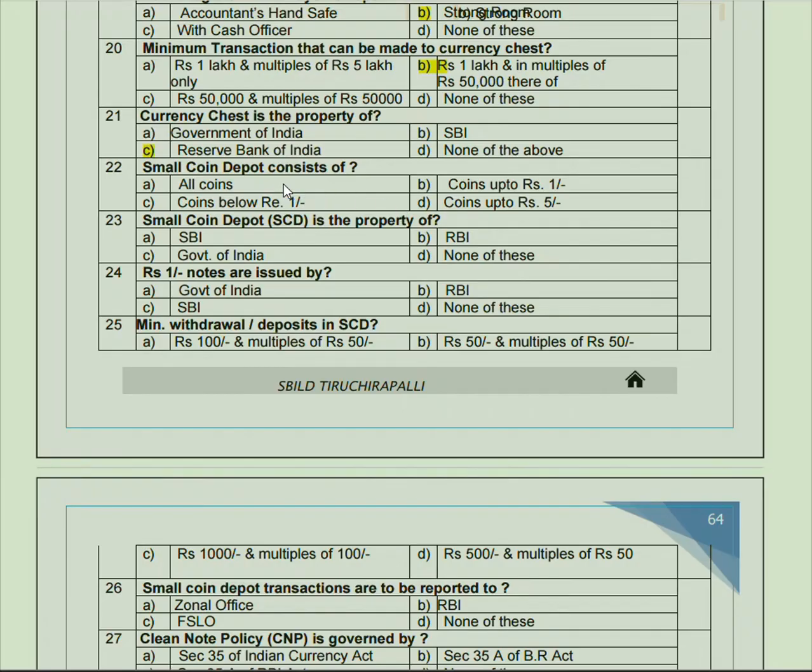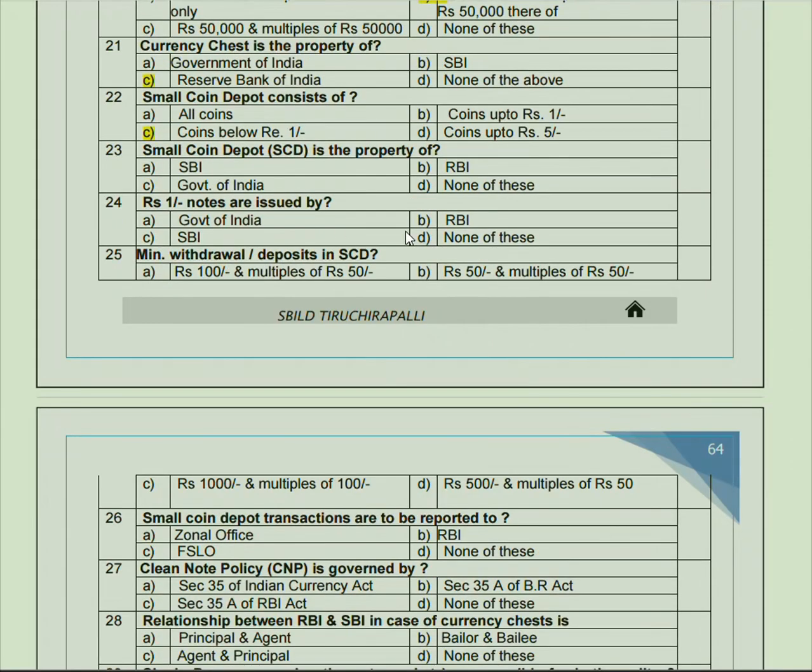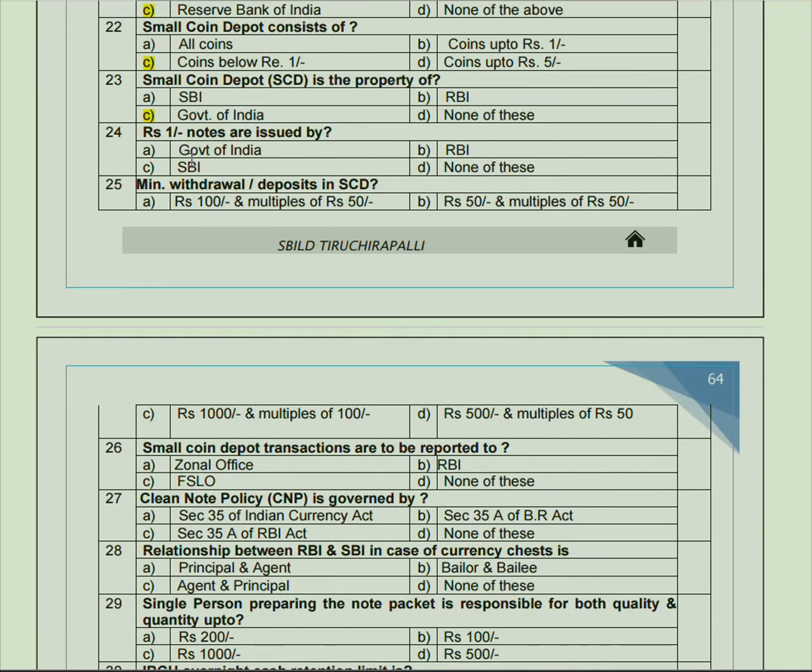Small coin depot consists of coins below rupees 1. So small coin depot, it's coins below rupees 1. Small coin depot is the property of Government of India. Rupees 1 notes are issued by, it's issued by Government of India. So small coin depot is the property of Government of India. Rupees 1 notes are issued by the Government of India. Both have the same answer.